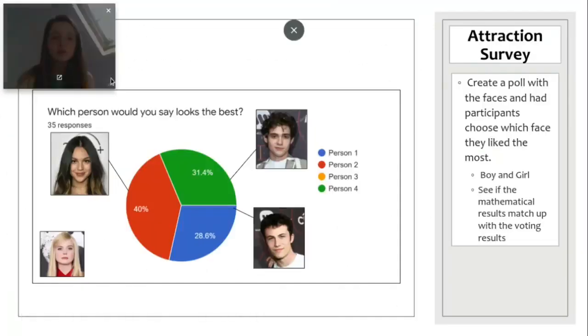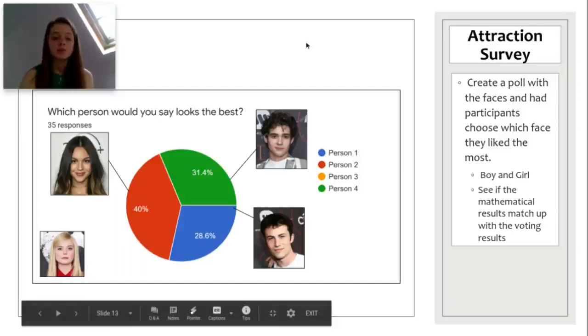So this was the attraction survey I put out after I did the measurements. I just created a poll that had the faces on it, and then the participants just chose which face they liked the best. I had a mix of both boys and girls choosing, and I had about 35 responses. The point of this was just to see if the mathematical results from the last slide matched up with this. So Olivia had 40% of the vote, Joshua 31.4% of the vote, Dylan with 28% of the vote, and Ellie over here with 0% of the vote.